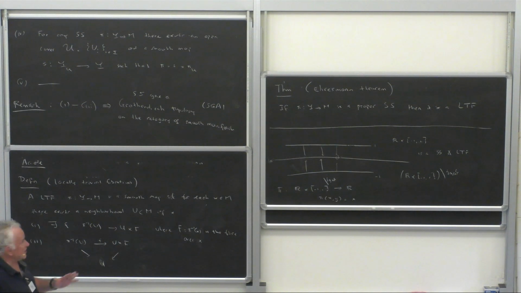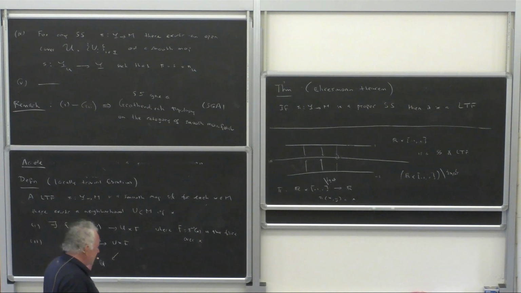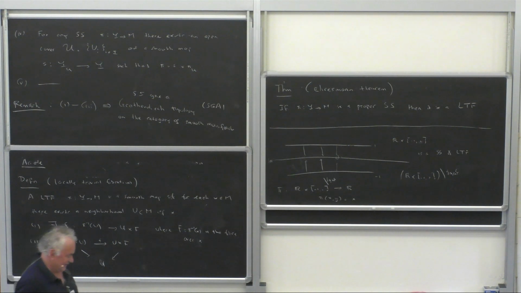So next hour I want to set up a cohomology theory for surjective submersions, which is analogous to Čech cohomology, and it satisfies almost all of the properties of Čech cohomology. So if you know about Čech cohomology, you can immediately see the analogy. If you don't know about Čech cohomology, you'll learn it as a particular subcase of what I'm doing.